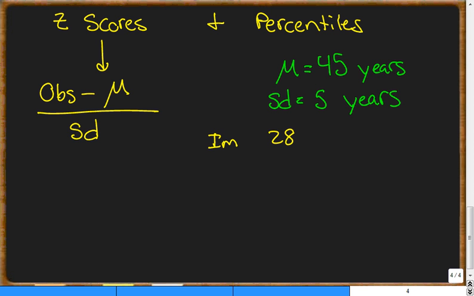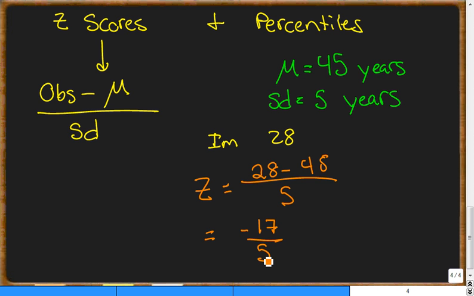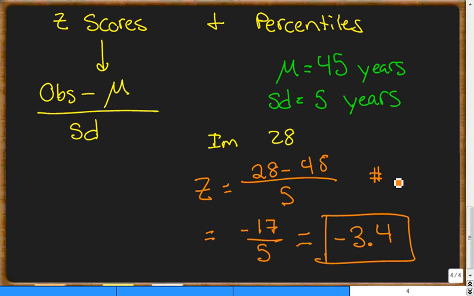Okay? So in this case, to find my z-score, I would do 28 minus 45 over 5. So this is going to be negative 17 over 5, and this is going to be negative 3.4. Now, this data is obviously just made up, but this negative 3.4 tells me the number of standard deviations above or below the mean.